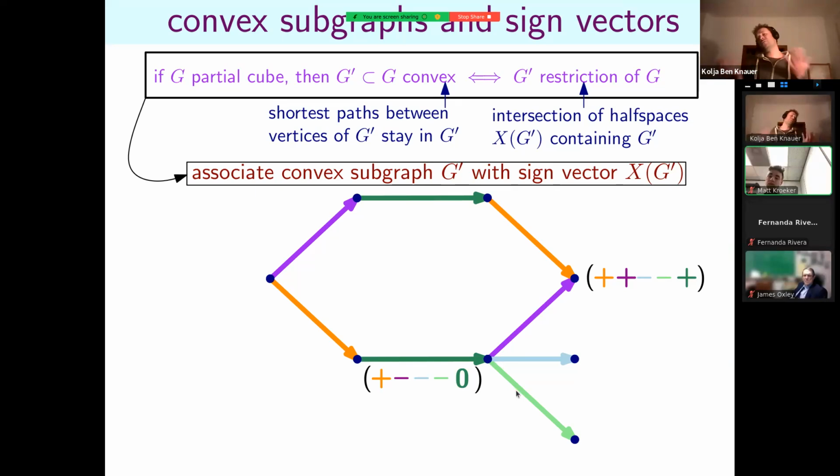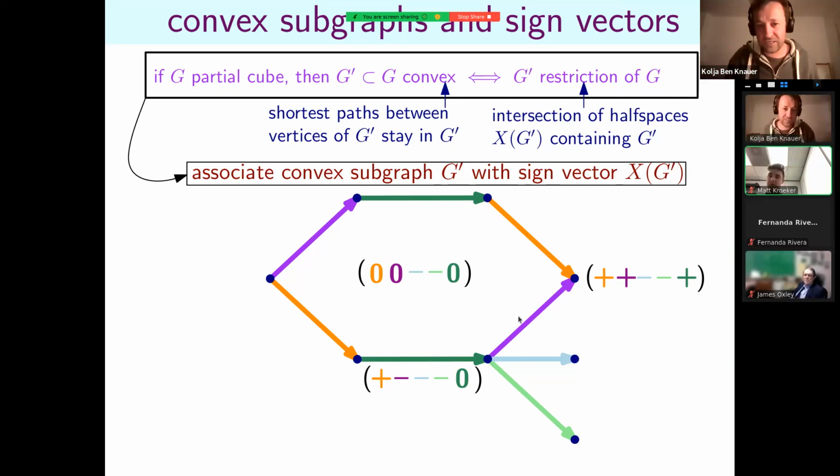So here we have already something pretty suspicious, or nice: if I have a partial cube, then to every convex subgraph, I can associate a sign vector. I kind of want to see which sign vectors I should take, such that this gives me the covectors of an oriented matroid.